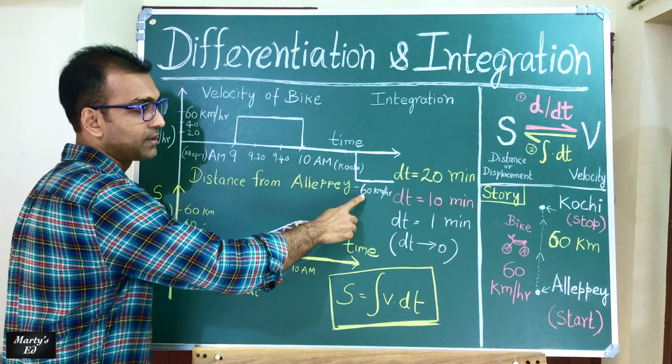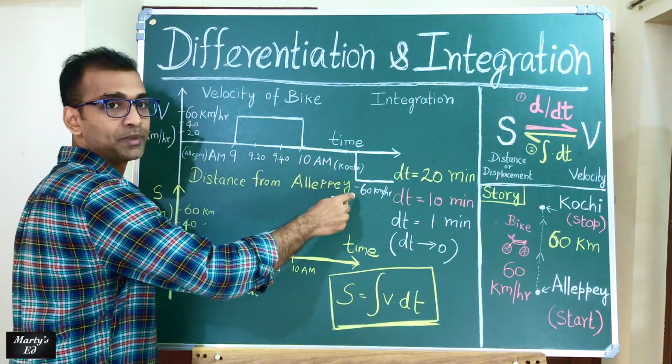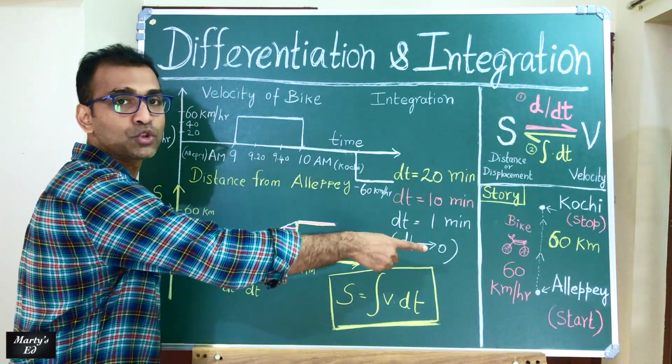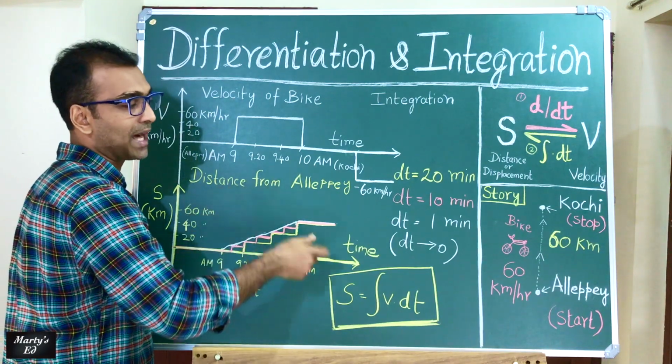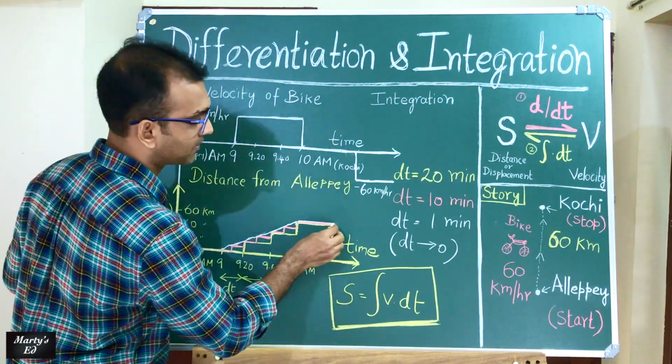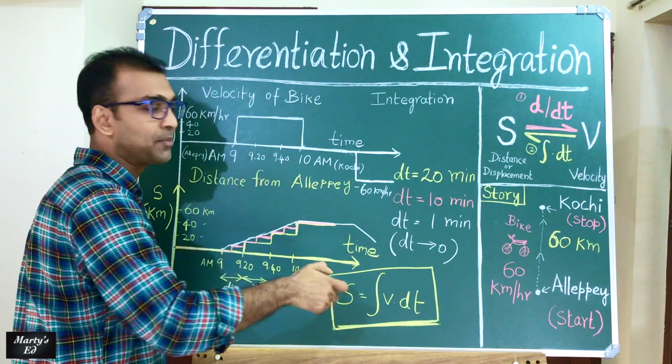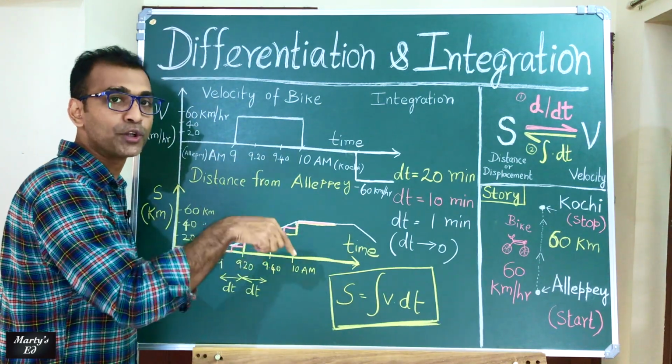I'm going to travel in reverse with the same speed. Now I'm going back to Alleppey. So what is the distance from Alleppey? It is going to decrease, right? So as I reach Alleppey, the distance from Alleppey is going to be 0.